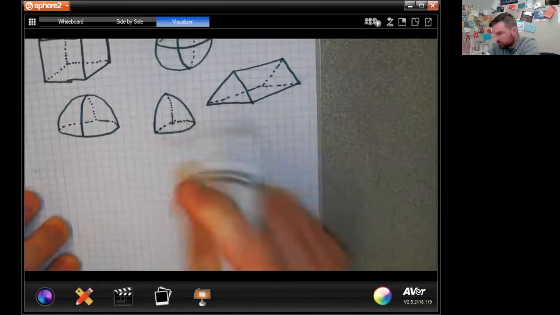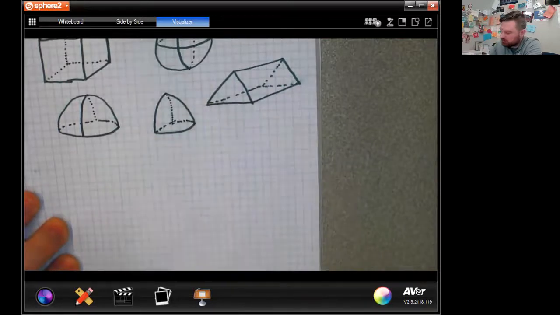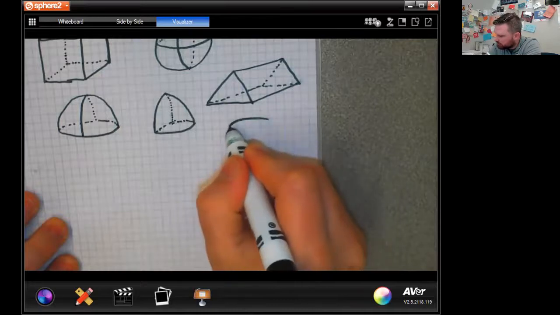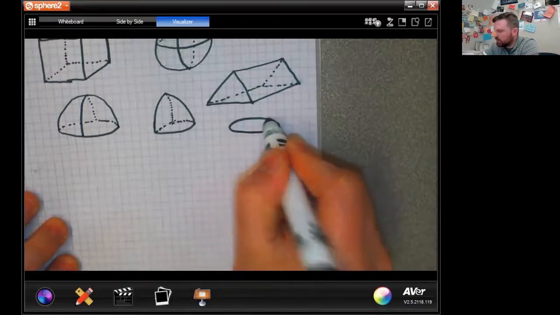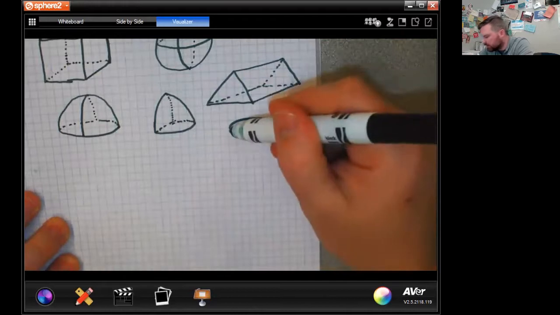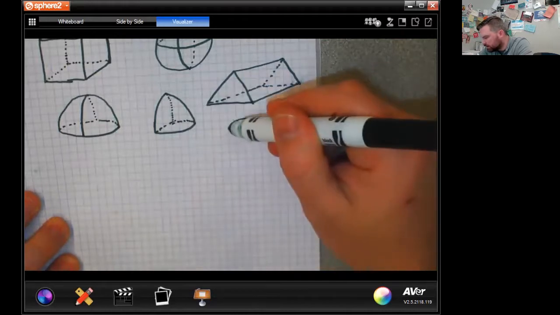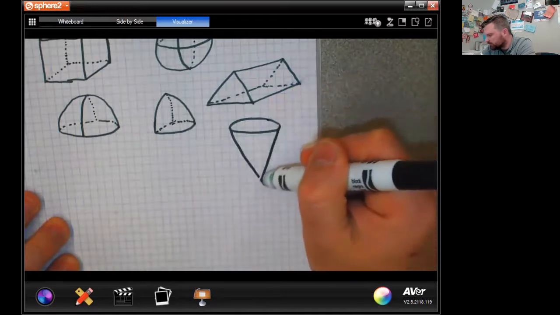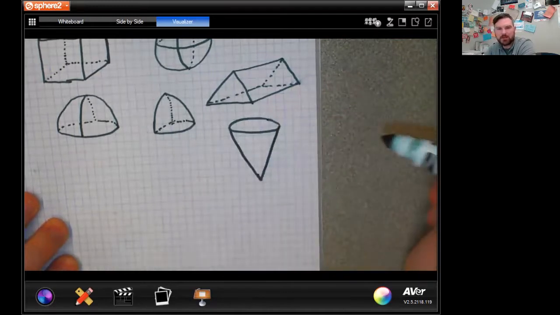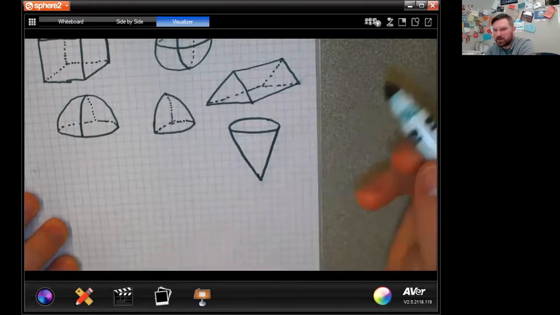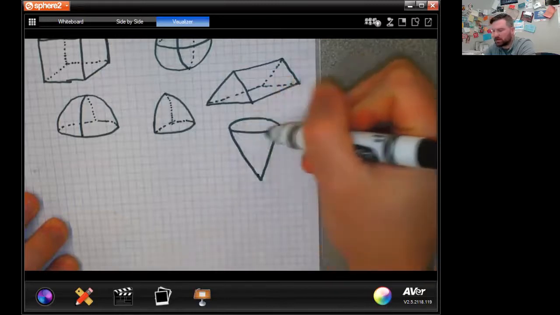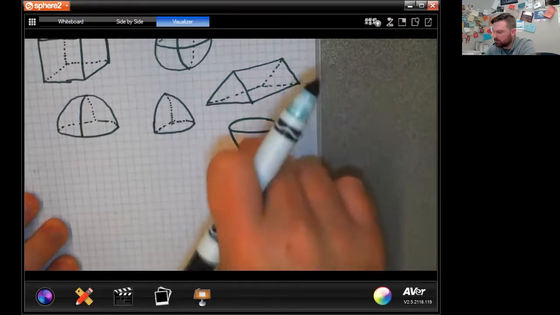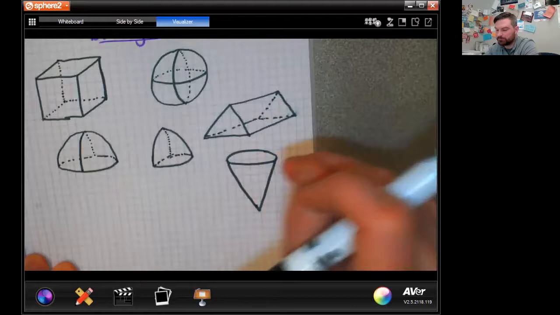Some people draw them where the circle's on top or the circle's on bottom. It doesn't matter. I like to put my circle on top. So we draw kind of that ellipse there, and then we come down to the center. The reason I like to draw it like that is if you draw it the other way, one of these sides is going to have to be dotted because it will be blocked by the actual body of the cone.